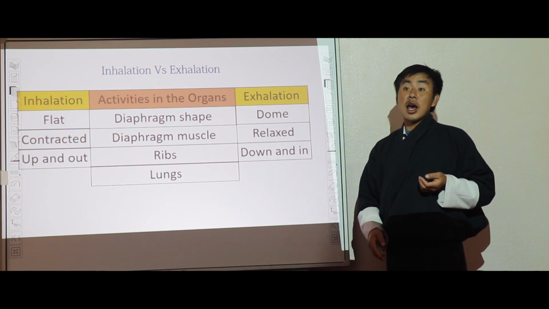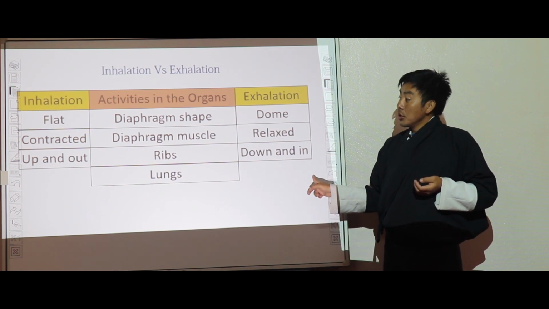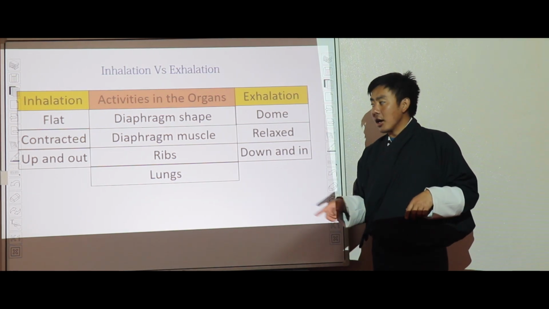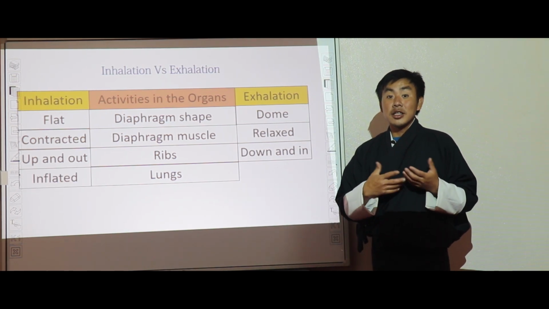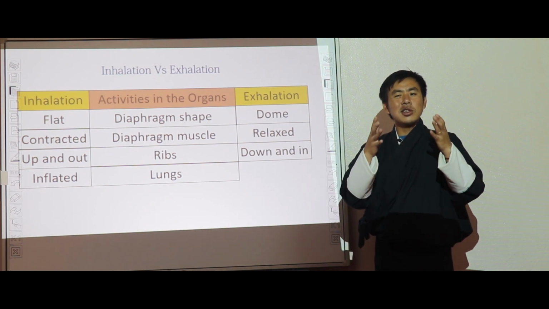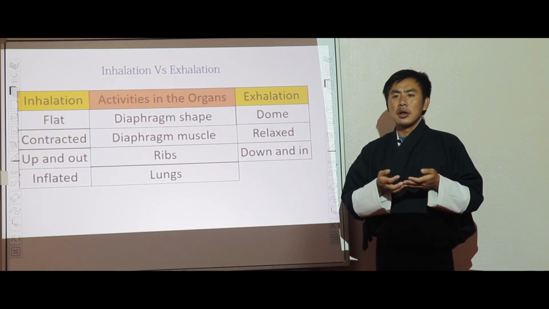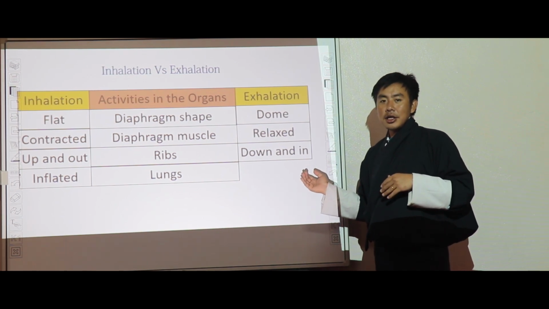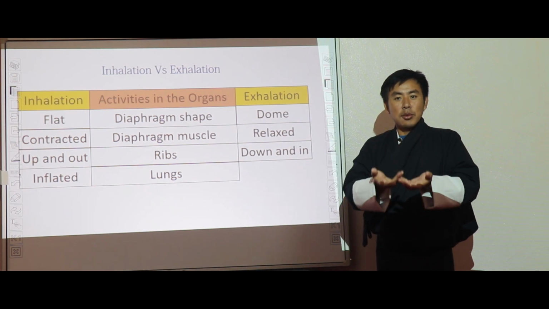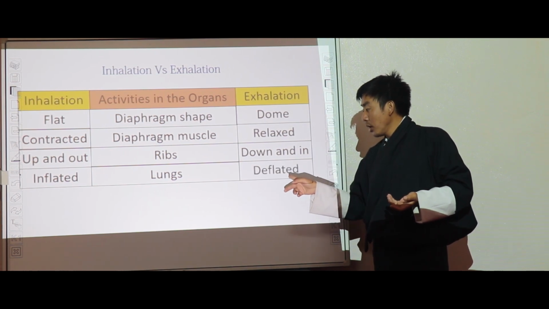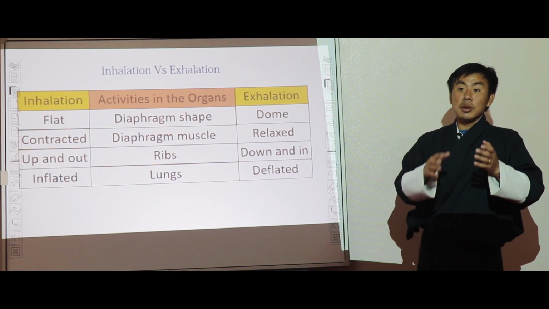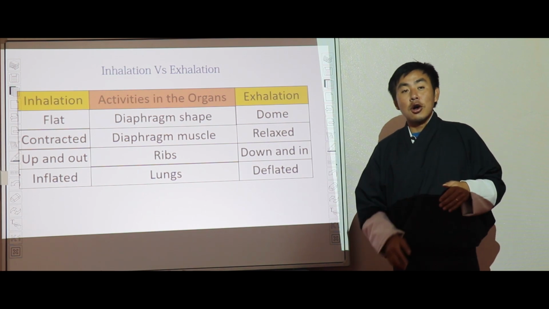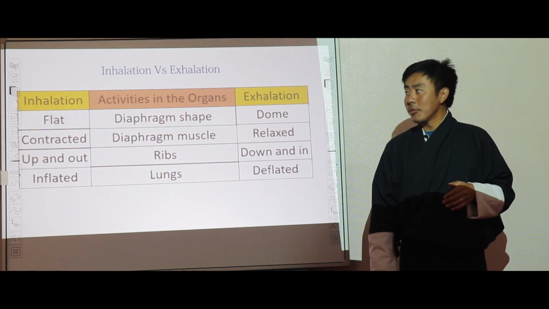Now let's talk about what happens to the lungs. So during inhalation, since the air comes inside, the lungs will get inflated, the lungs will become bigger. That's how the lung pushes the diaphragm, and the diaphragm becomes flat, right? During exhalation, the air goes out of the body. That's why the lungs will get deflated. That means they become smaller. That's how the diaphragm comes back to its normal shape, that is the dome shape.